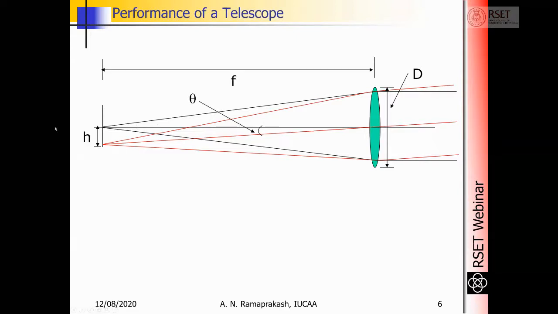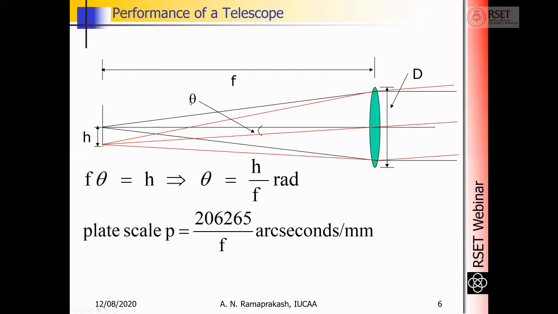Now you can do some basic geometry where you say if this angular separation in the sky, this angle, which is the same as this angle, is theta, and the focal length of the telescope is f, this linear separation h is equal to f theta. So if h is equal to f theta, then you can define something called the plate scale of the telescope, which is the angle on the sky which corresponds to 1 millimeter separation of the images at the telescope's focal plane. That is called the plate scale.